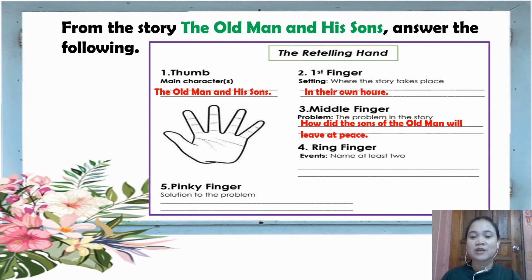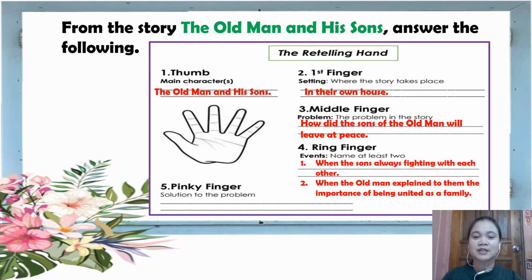Okay, next, the ring finger. Name at least two events. What are the events that happened in the story? Very good. First, when the sons were always fighting with each other. And when the old man explained to them the importance of being united as a family. And for the solution to the problem, the father explained to them that if they are bound with love and have unity, they will overcome everything, every problem in the family.